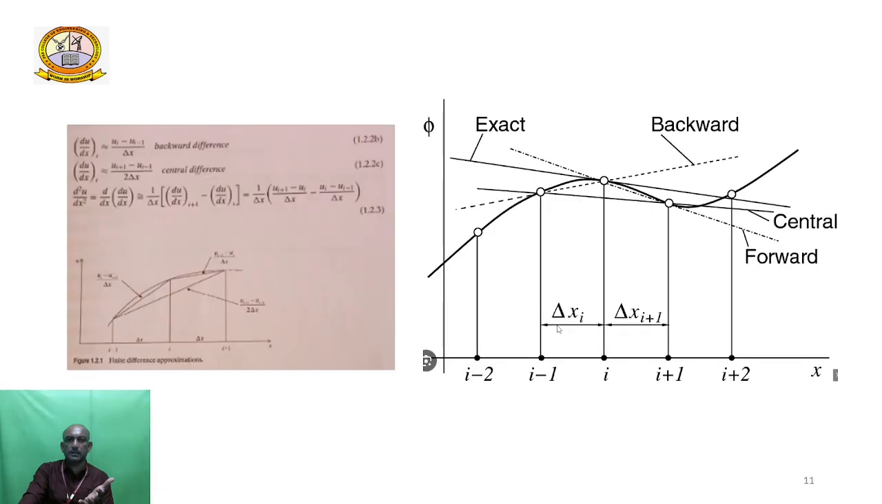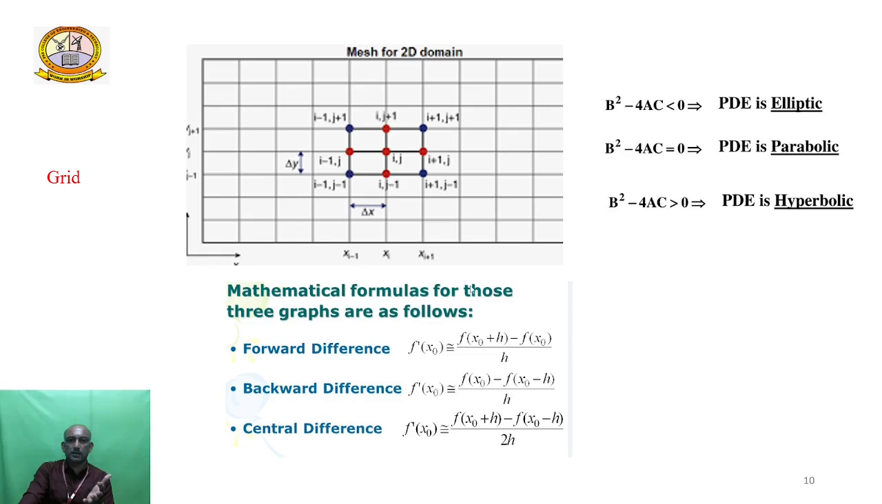See this slide, it can be useful. Dou u by dou x, the forward difference, is u of i plus 1, j minus u of i, j divided by del x. So that is the forward difference. In the y direction, it is u of i, j plus 1 minus u of i, j divided by del y. That is the forward difference in the y direction.